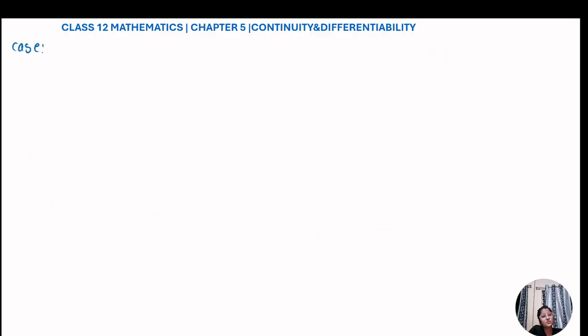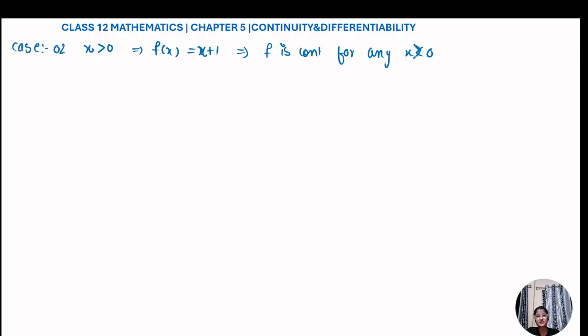So what is our case 2? Our case 2 is for x strictly greater than 0. We know that for this, our f of x is defined as x plus 1. And we know that polynomial functions are continuous on whole R. So by using that result, we have f is continuous for any x greater than 0. Sorry, this is the case when it's just a polynomial.